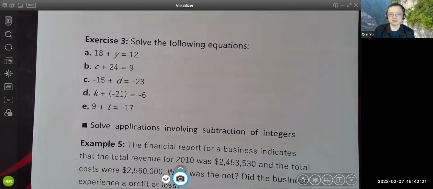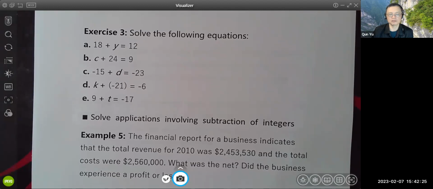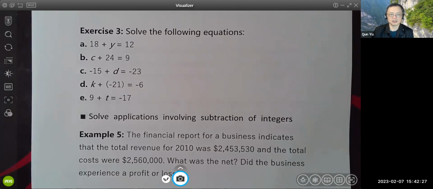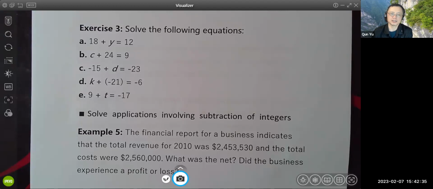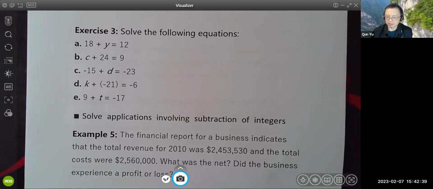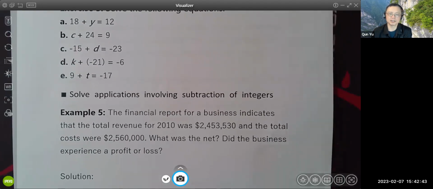Okay, the third set of exercises, you have 5 of these equations to solve. After you solve them, you can pause the video while you watch it and solve these equations, and then compare your answers to the answers I provided in the comment area. Now, the last topic we do today is solving application problems involving subtraction of integers. So let's look at our example 5.